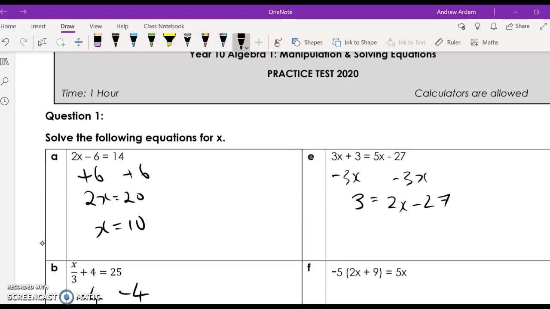Then I'm going to add 27 to both sides. I'm left with 30 on the left and 2x on the right. Divide by 2 both sides. I'm left with x equals 15.